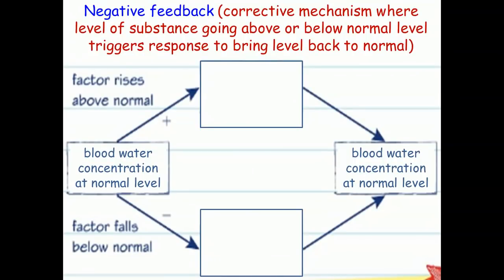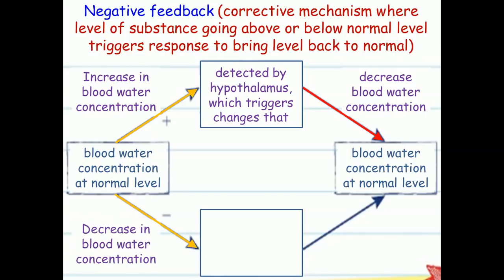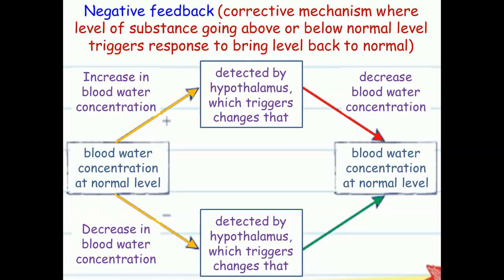So again, the amount of water, in terms of how it's controlled in the body, involves negative feedback. If the blood water concentration increases, that's detected by the hypothalamus, and that triggers changes to decrease the blood water concentration. Whereas if the blood water concentration decreases, again detected by the hypothalamus, and that means you want to make changes to increase the concentration of water in the blood.